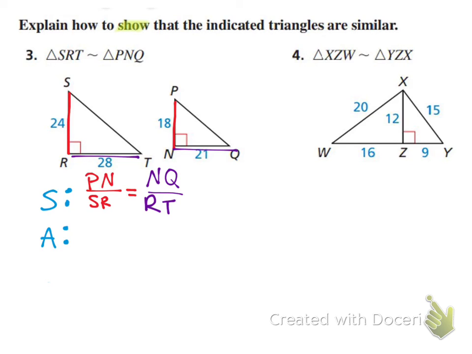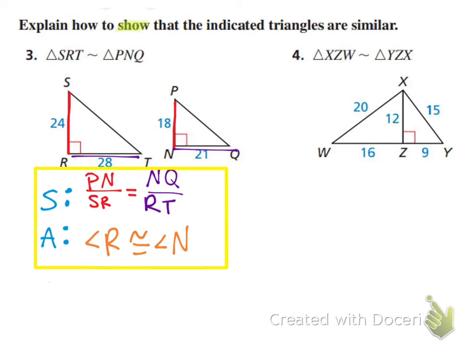Are we okay with it? Okay. And the last thing is the angles. We want the angles to be congruent, so angle R is congruent to angle N. That's it.